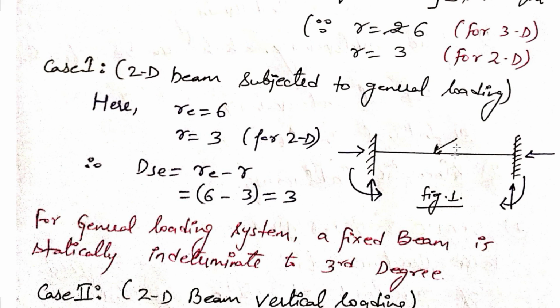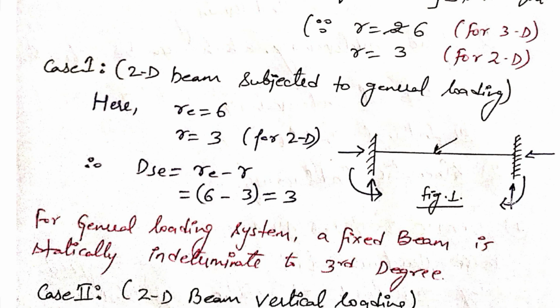Here in figure 1, this is a fixed support, and again this is a fixed support, so this is a fixed beam. The loading is general, so it does not have a vertical load. Here there is an inclined load somewhere at the midpoint of the beam, and at each fixed support we know three reactions are acting: one horizontal, another vertical, and a third one which is the moment.